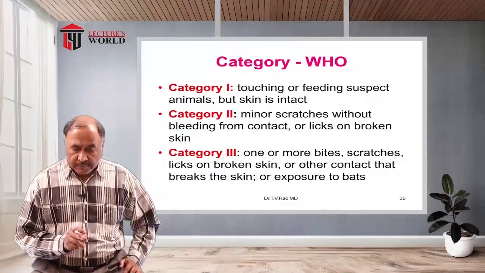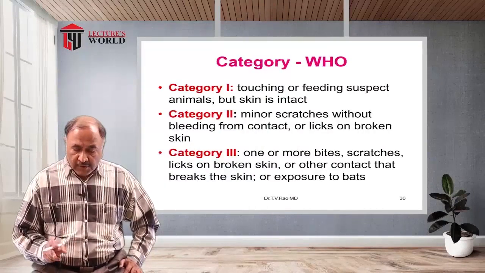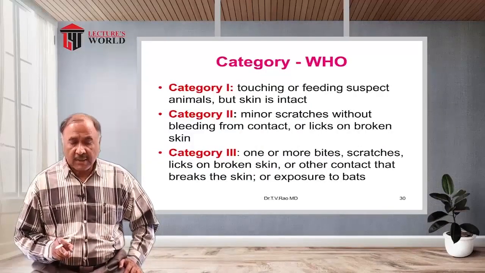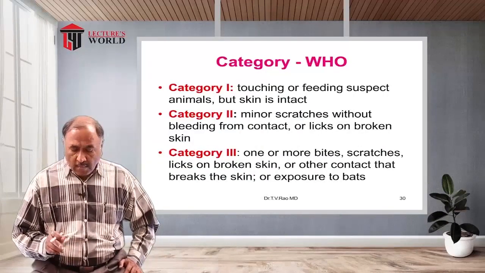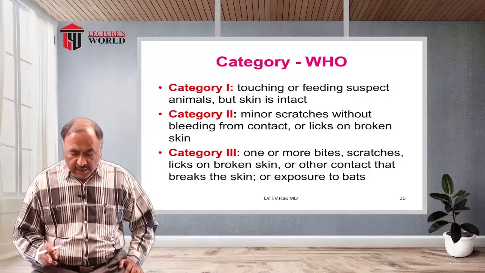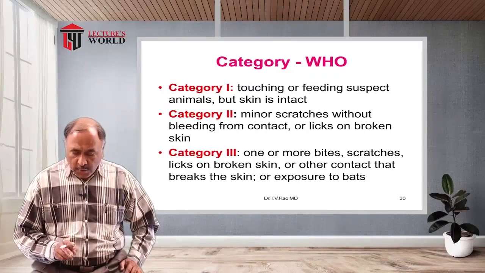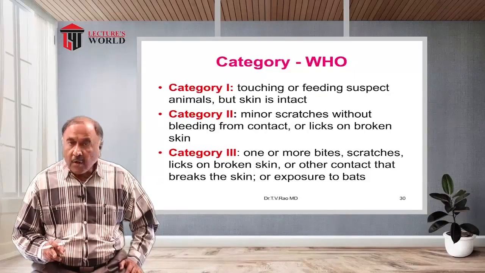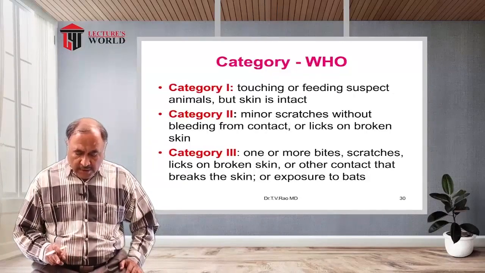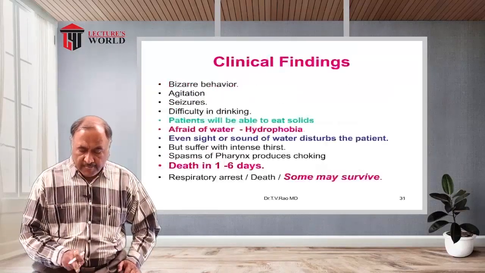Category 1, according to World Health Organization: touching or feeding suspect animals, but the skin is intact. In category 2, minor scratches without bleeding from contact or licks on broken skin. And category 3, due to one or more bites or scratches, licks on broken skin or other contact that breaks the skin or exposes to bats.